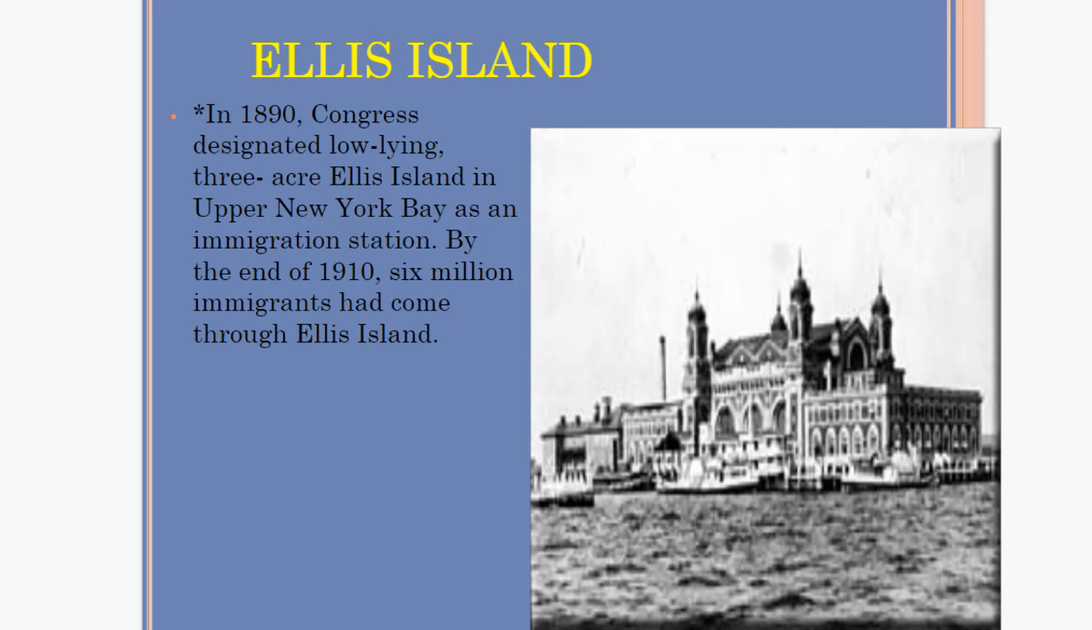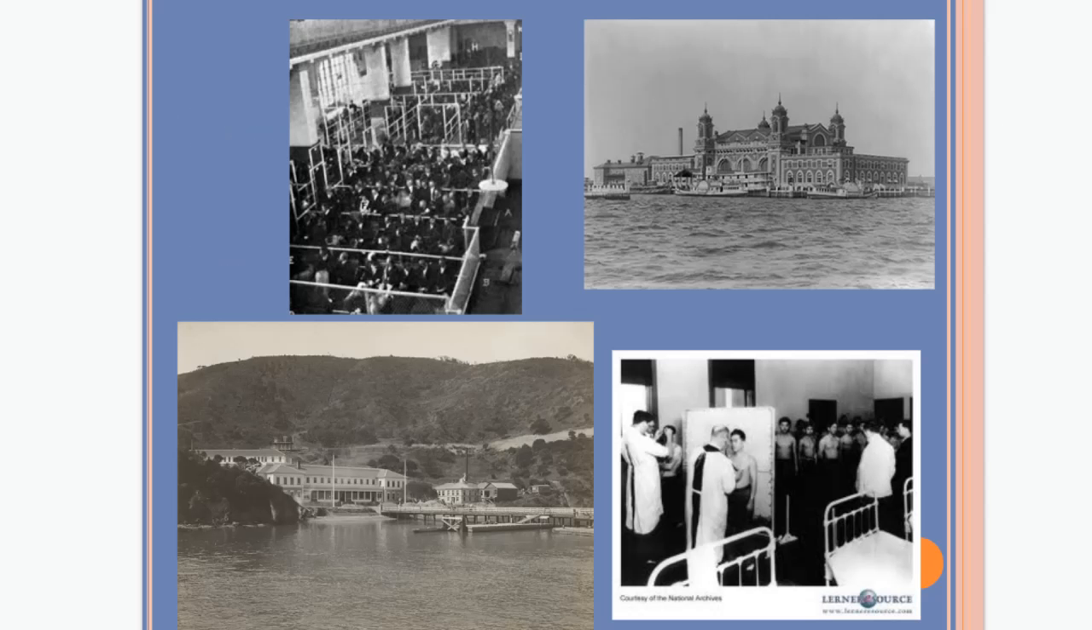In 1890, Congress designated a low-lying 3-acre Ellis Island in the upper New York Bay as an immigration station. And by the end of 1910, 6 million immigrants had come through Ellis Island. Ellis Island is there. The Statue of Liberty is actually on Liberty Island, but that whole complex of hospitals and checking spots is really interesting to see in our history.